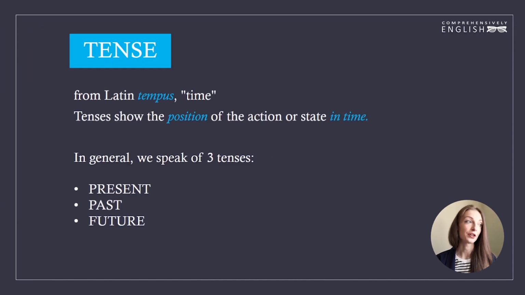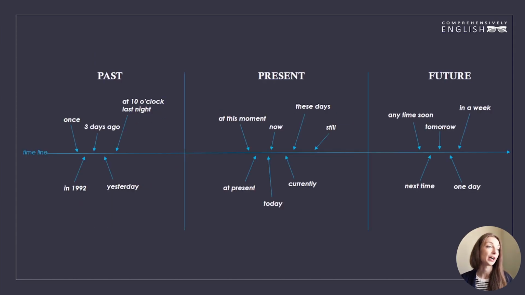Let's start with the first one, which is tense, from Latin tempus, meaning time. Tenses show the position of actions or states in time. In general, we speak of three tenses: present, past, and future. Let's look at the timeline. We can divide it into three separate sections, or three separate rooms, if you wish. The room of the past, the room of the present, and the room of the future.